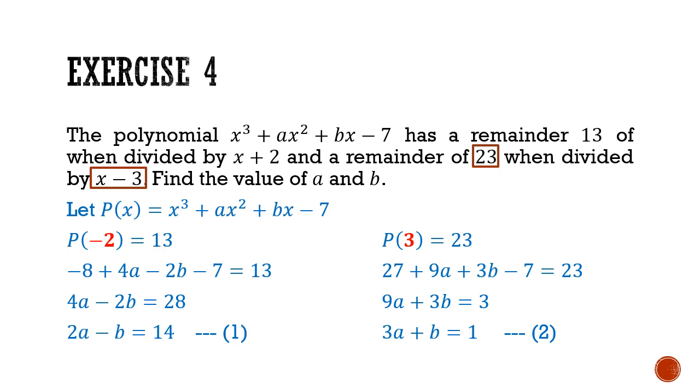So we have two equations with two unknowns. I can solve the simultaneous equations by adding them together. The b's will cancel out. I will get 5a equals 15. So a will be 3 and b will be -8. And that's my final answer.